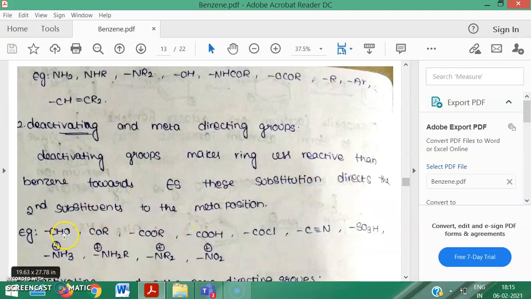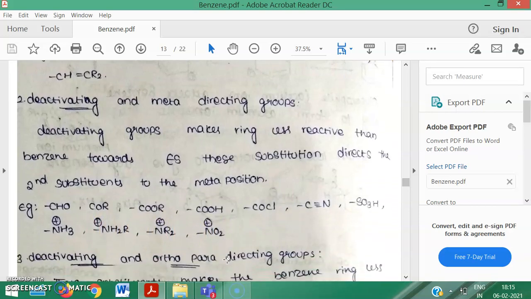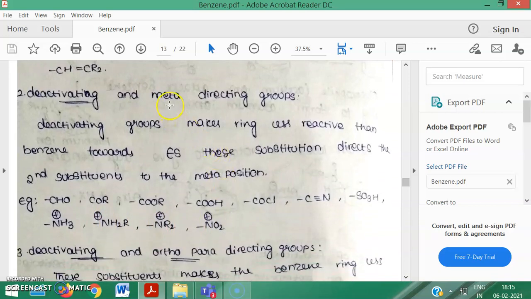Like carbonyl group containing compounds. O is highly electronegative; it always takes electrons from the benzene ring. Examples: CHO, COR, COOH, COCl, cyanide, SO3H, NH3 plus. The lone pair is not present, it is a positive charge. NH2R plus, NHR2 plus, NR3 plus, NO2. These are the deactivating groups. They direct to the meta position. The substitution takes place at the meta position.